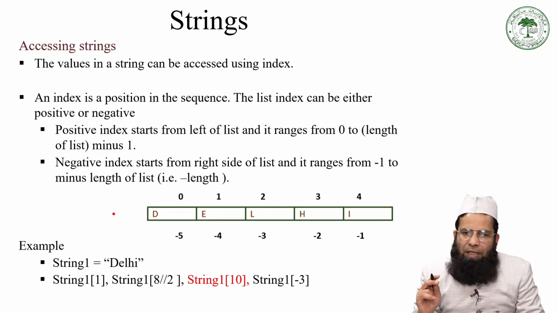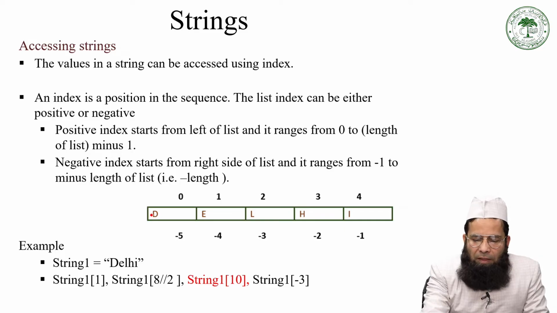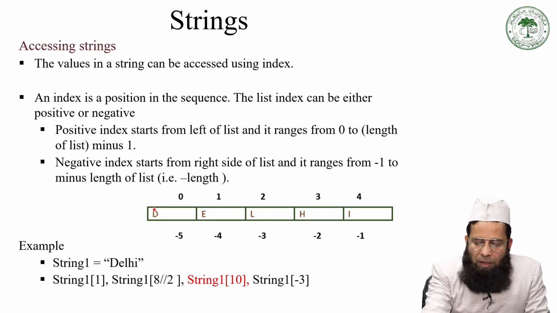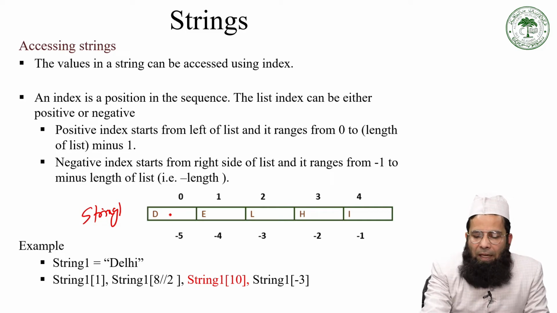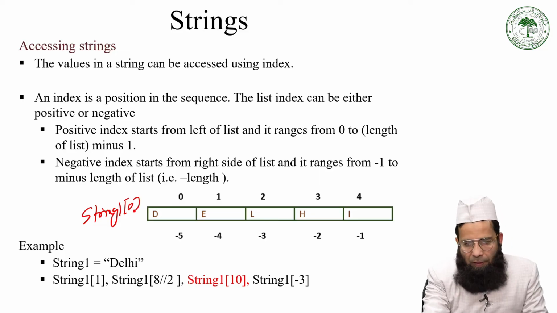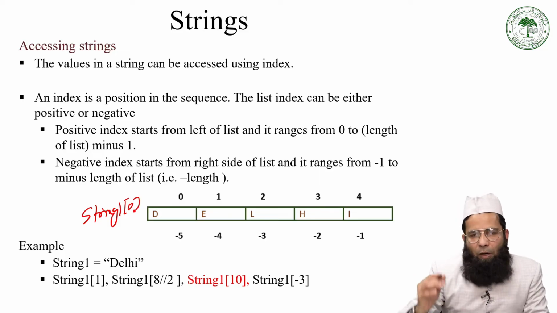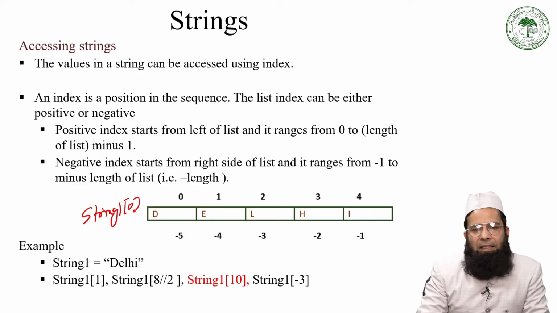So the value in a string can be accessed using an index. It's very simple. If you need to access this data, suppose this is a string variable name, right? If you want to access the very first character, you just need to write string[0]. So it's a very simple way of accessing the data as far as the string is concerned.